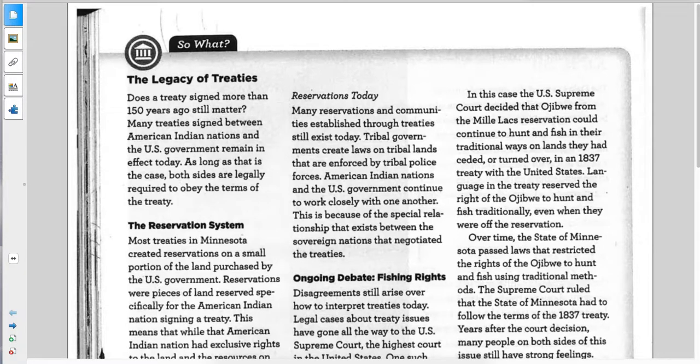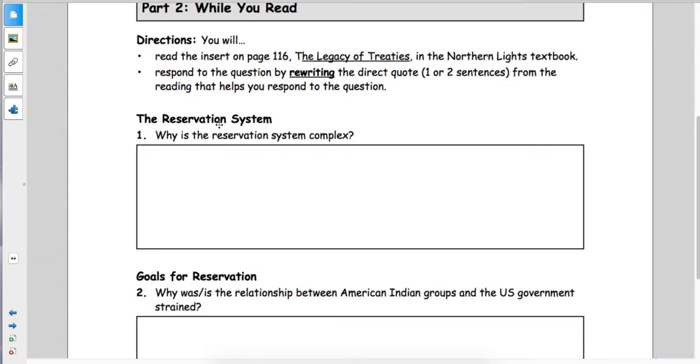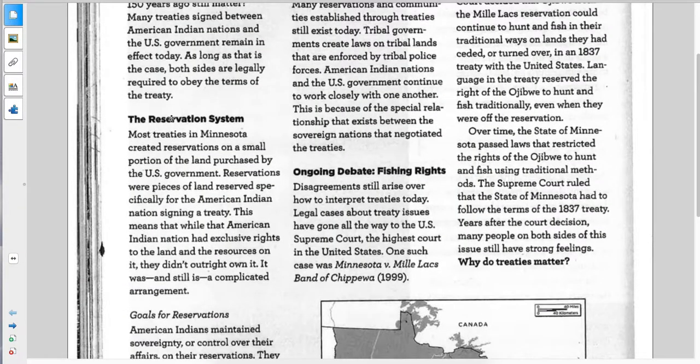Okay, so now I want to go to my sheet. And I want to answer this first question, the reservation system. Why is the reservation system complex? Well, if I go back to my reading, I remember reading about that here. Reservations were a piece of land reserved specifically for the American Indian nation signing a treaty. This means that while the American Indian nation had exclusive rights to the land and the resources on it, they didn't outright own it. It was and still is a complicated arrangement.